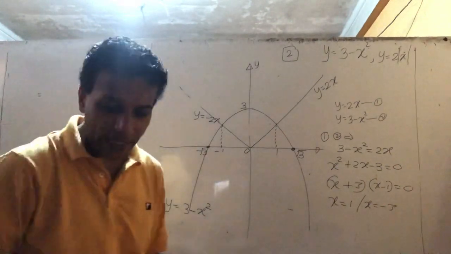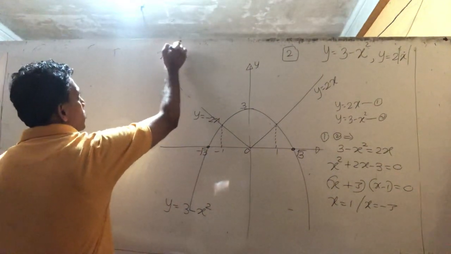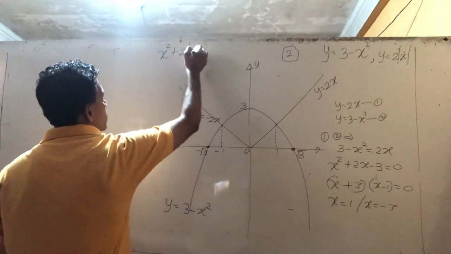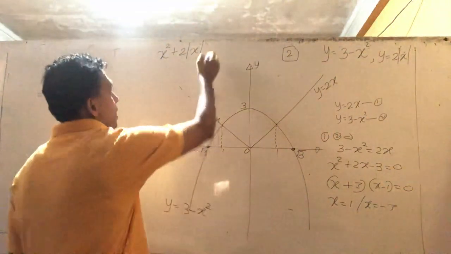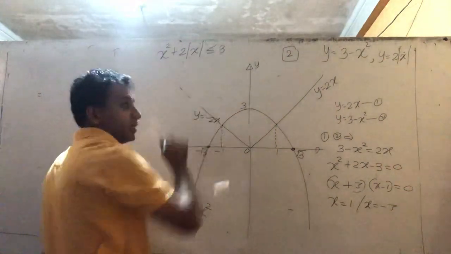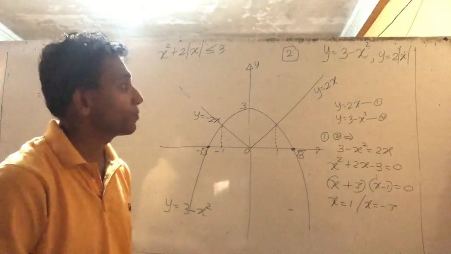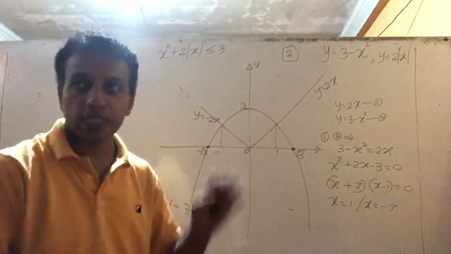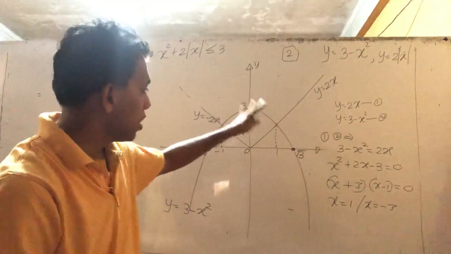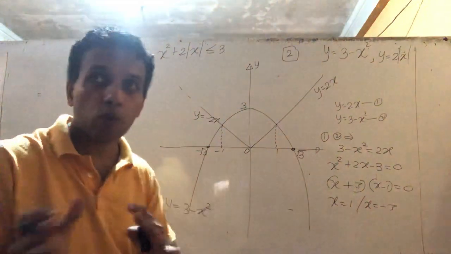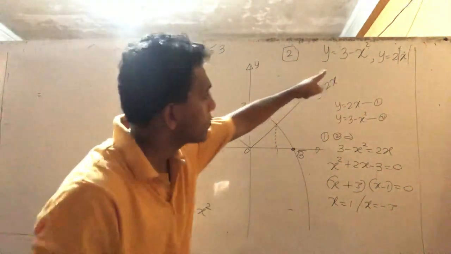So now what is the question? Solve x squared plus 2 times modulus x less than or equal to 3. Solve this inequality using this graph. So this is the problem. We see in all the past papers such a problem is available, a 25-mark structure type. So using the graph, we can calculate the boundaries or range of the x values. See, these graphs are available.